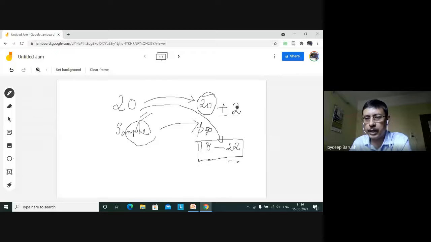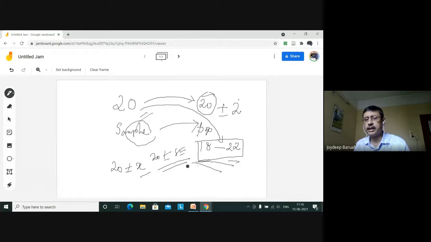So therefore we need to construct a plus minus something. If you have 20, then you need a plus minus something to construct this boundary, where we can expect the population value. This is the generalization. This standard error will give you the idea: if you have 20 plus minus standard error, this is the nearness boundary. Ideally, this is the utility of standard error.